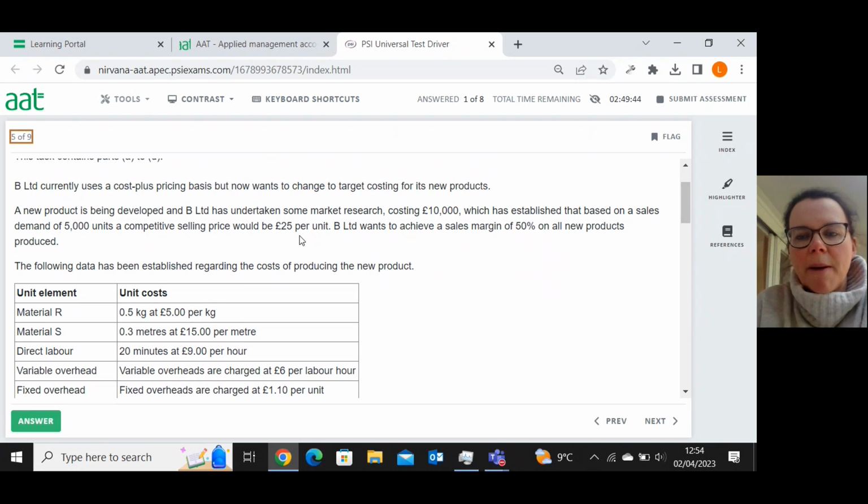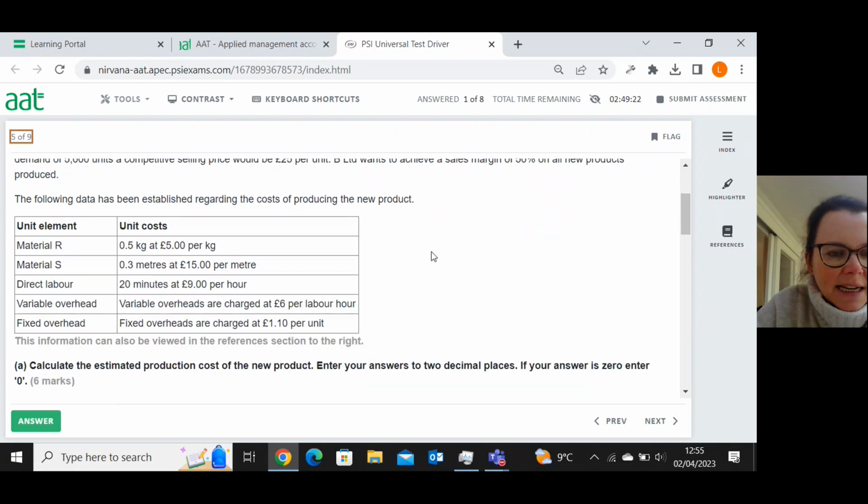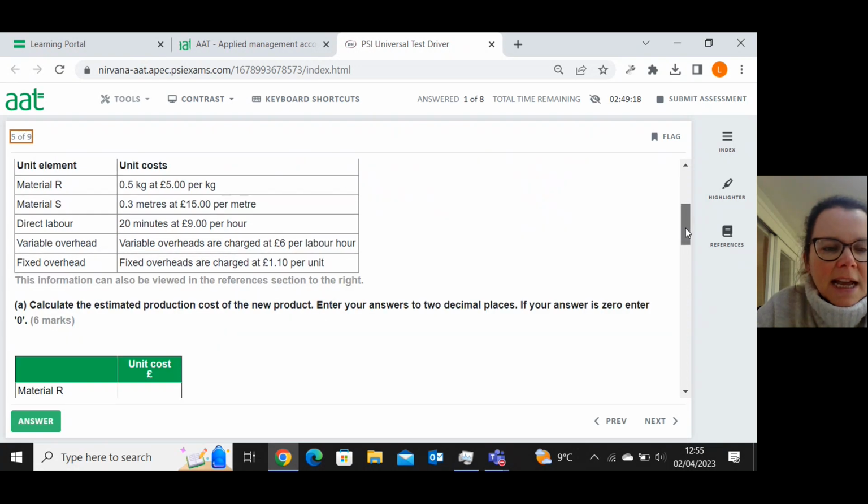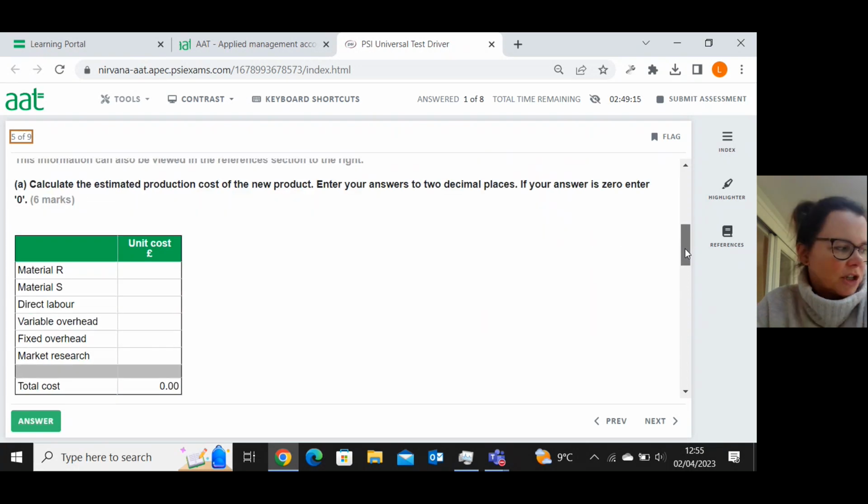B Limited wants to achieve a margin of 50%. Remember, a margin means the percentage is a percentage of the sales figure. If it did say markup, it would be a percentage of the cost, but I think you're more likely to get margin in this type of question on all new products produced. We've also got this data about the costs, so material R, material S, direct labour, variable overhead, fixed overhead. Calculate the estimated production cost of the new product to 2 decimal places.